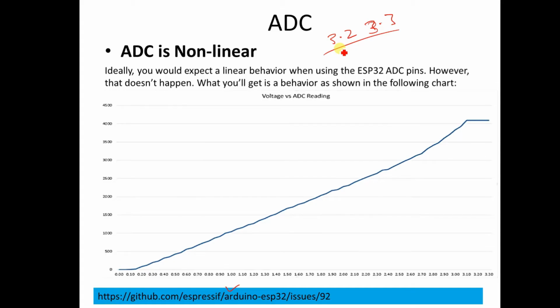This is the graph showing voltage versus ADC reading. If you look at these two points, there is no difference between 0 and 0.1. Similarly, there is no difference between 3.2 and 3.3 volt.